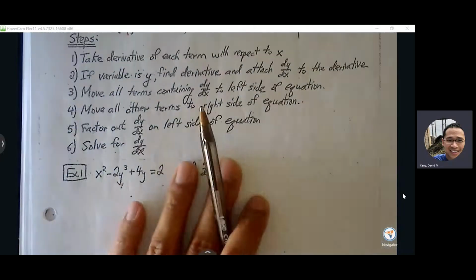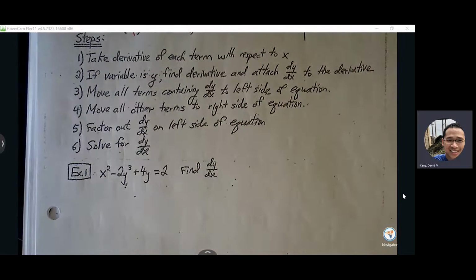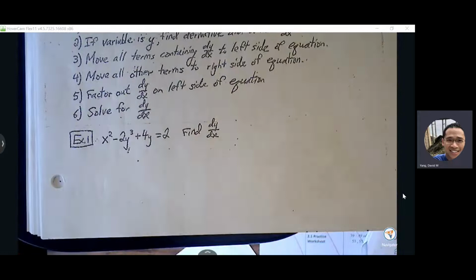Okay, so let's go down to example 1. Okay, x squared minus 2y cubed plus 4y equals 2. We want to find the derivative equation. First, do we recognize the need for implicit? Yes, right. We see a couple of y's. We see y cubed. We don't see y equals. So we immediately need to recognize, okay, there's something different about this equation. The y's are out of place. I need to involve implicit.